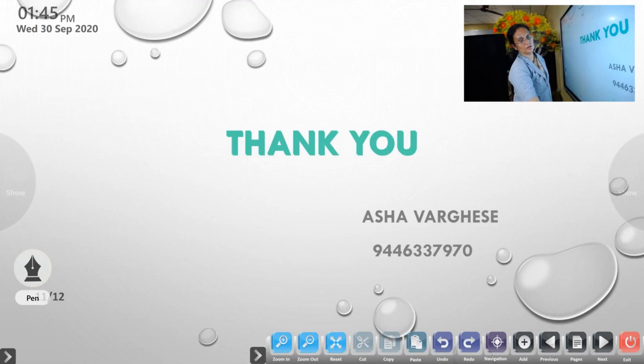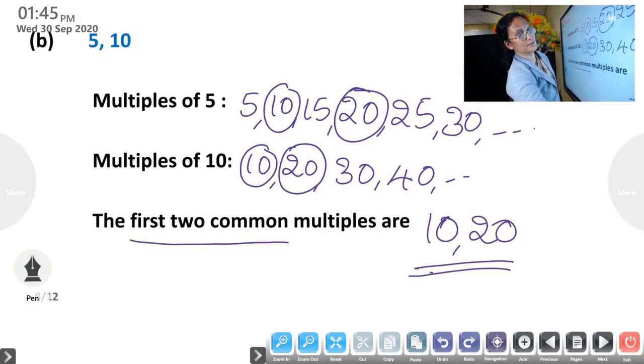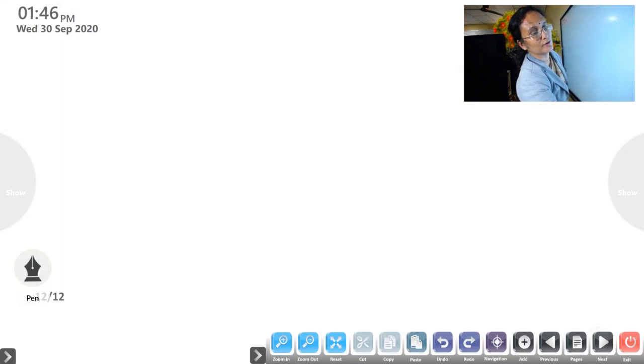Okay, now let us look at that question once again. Just look here, this slide. 5 and 10. Multiples of 5: 5, 10, 15, 20, 25, 30, etc. Multiples of 10: 10, 20, 30, 40, etc. So which are the common multiples? 10 and 20. So the first two common multiples are 10 and 20. So always remember that when you get the first common multiple, it is very easy to get the second common multiple. Just take double of that. I think these portions are clear for you now.